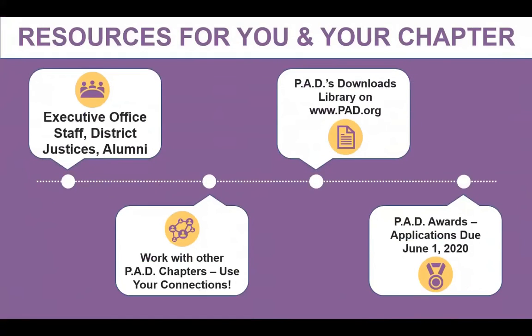So as we move into the end of today's webinar, I want to chat about some of the resources available to you in your chapter. The first one is people. There's a lot of people and there's a whole network ready to help you guys succeed. Andrew and I are obviously executive office staff members. We are full-time staff for the fraternity.